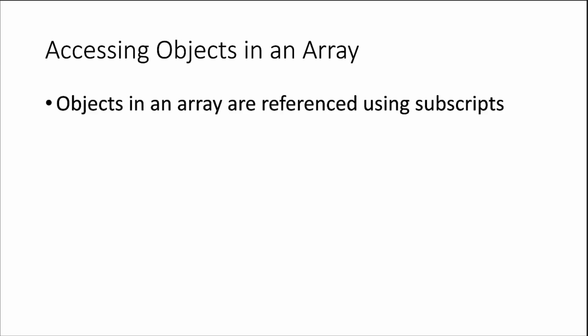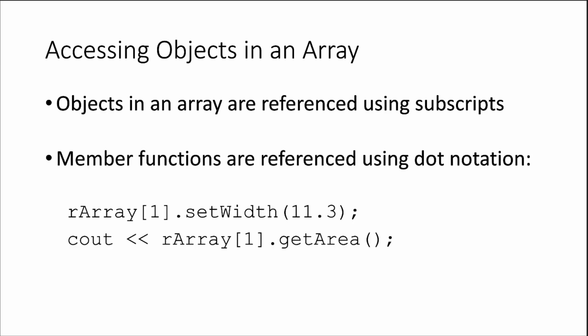So accessing objects in an array. Objects in an array are referenced using subscripts. We know that. So array of 1 dot set width, that way you can use dot notation. I showed you that. So that's the end of this topic. This is mostly about the new and delete operators, dynamic memory allocation, and how to use them.